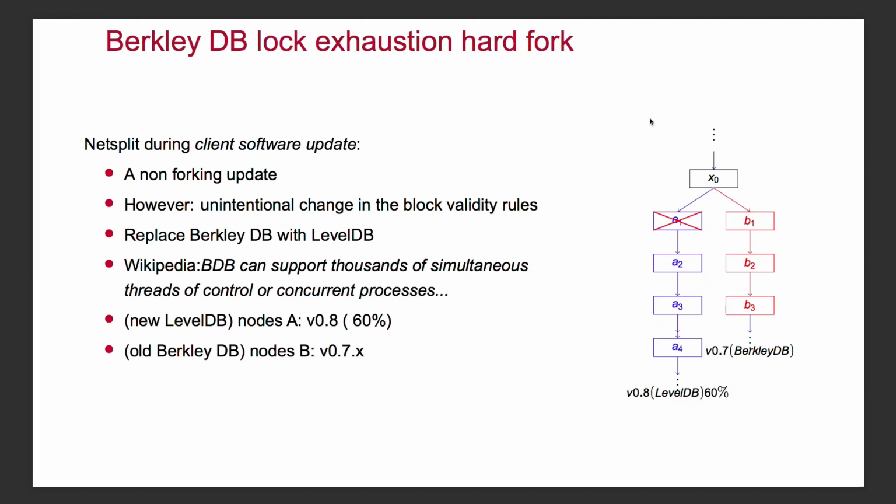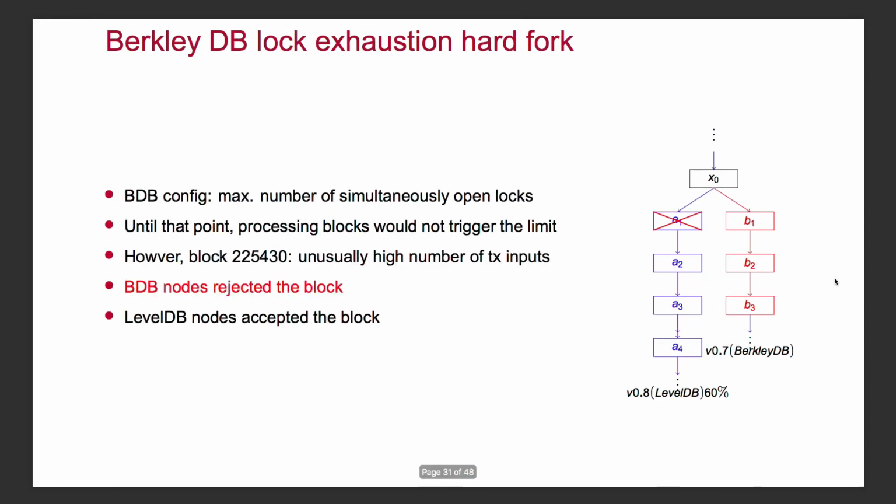And after the update happened, about 60% of the nodes accepted the change and used LevelDB in their Bitcoin clients, and about 40% of the nodes remained on the old version and used Berkeley DB. So that was the situation. And the Berkeley DB configuration has a maximum number of simultaneously open locks that can be specified when it's configured, basically in the client, and this was set to 10,000.